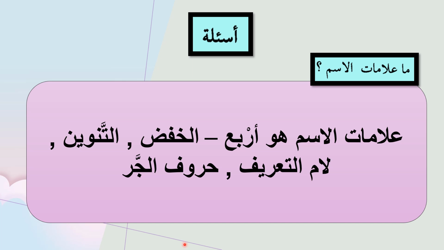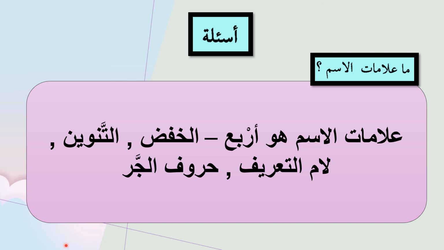So you know what is ism now. How do you recognize that this particular word is an ism, a noun, and not a fail, not a particle? It has four things you will look for. The first one, the khafd, the kasra, the tanween, the double kasra, then lam at-tarif, the alif and lam that enters with a noun, and huruf al-jar, all the particles of jar.